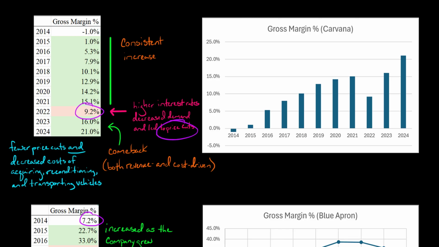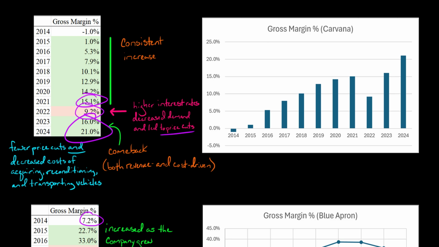So price cuts, talk about a revenue-driven change, right, in the gross margin percentage. We can see here that decrease where we went from 15% to 9%. It was a decrease in demand that led to price cuts. This was really a revenue-driven situation with the decline.